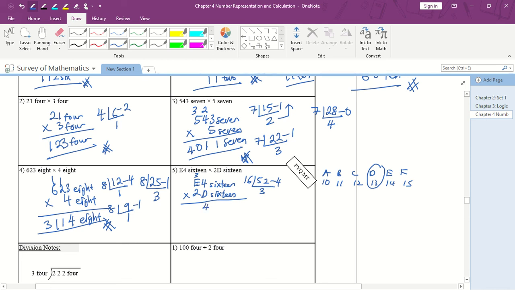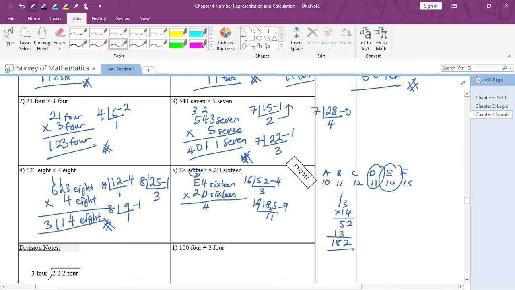D times E. We know D is 13, E is 14. So 13 times 14 is what? 4, 3, 12, 5, 3, 1. So it'll be 182. And we know 182, we need to plus with the 3 on top here. It'll be 185. So we need to change 185 to base 16. It will be 11, and here we give you 9.